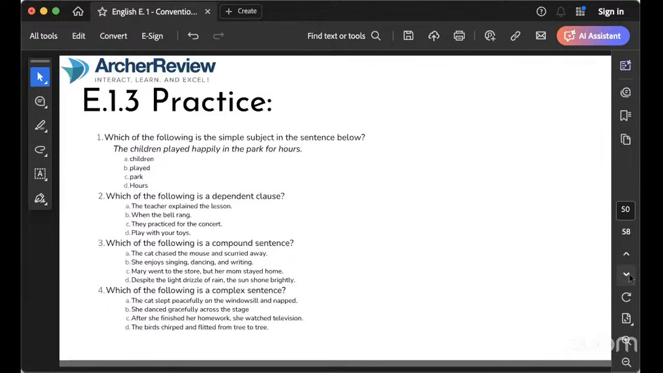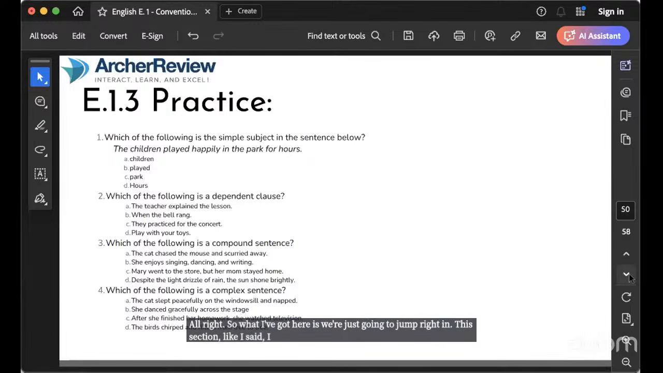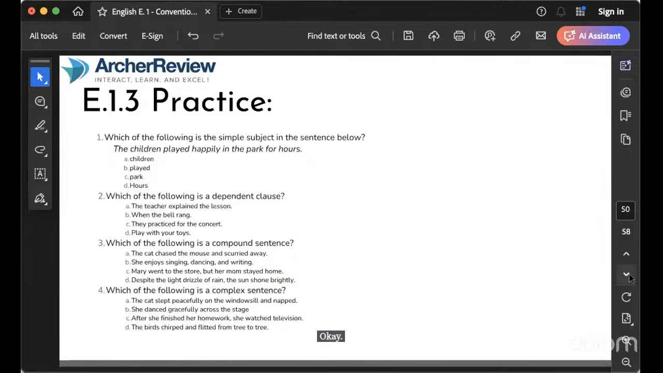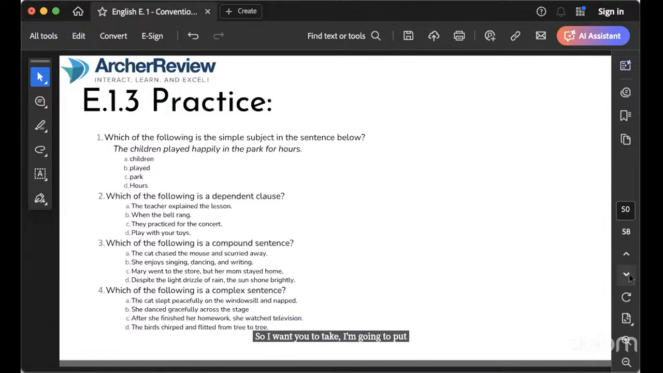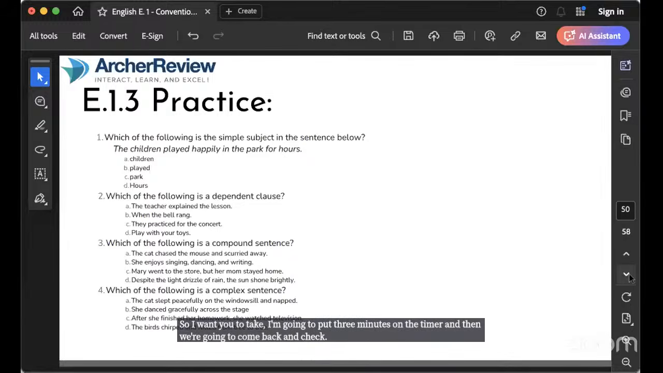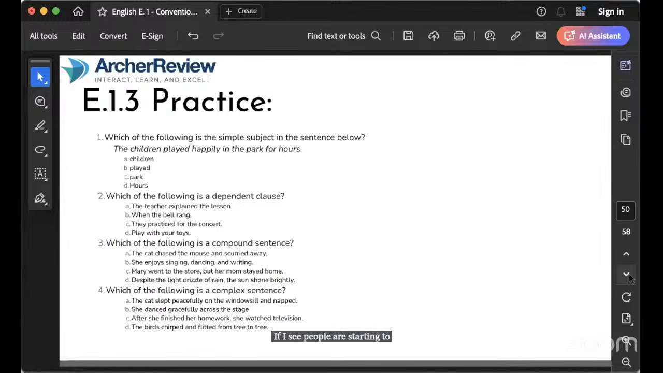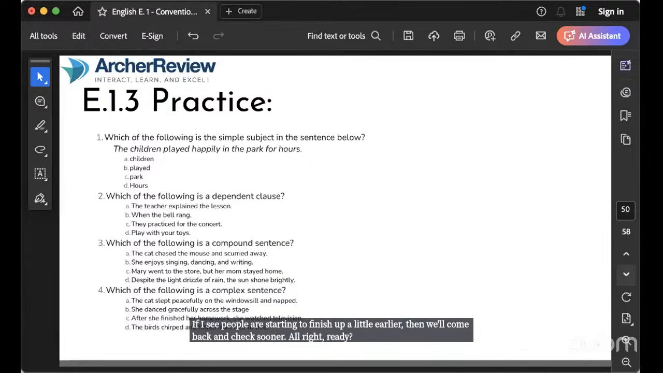All right, so we're just going to jump right in. This section, like I said, I don't drag it out because we've already talked about a lot of this. So we're going to jump right into the practice. We've got 1.3. I've got four questions up here, and like I said, they're very direct. They ask you what you're trying to identify. I'm going to put 3 minutes on the timer and then we're going to come back and check. If I see people starting to finish up a little earlier, then we'll come back and check sooner. All right. Ready, set, go.